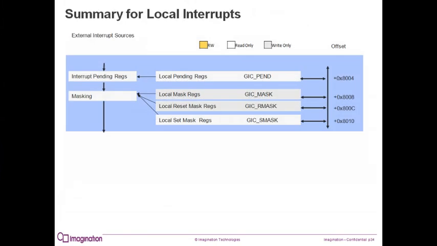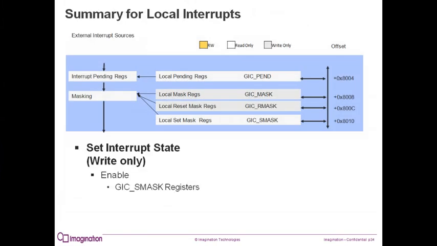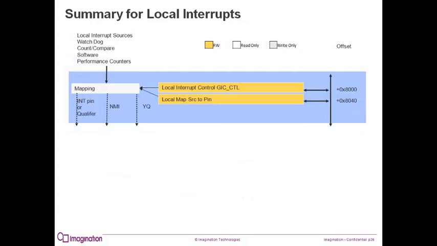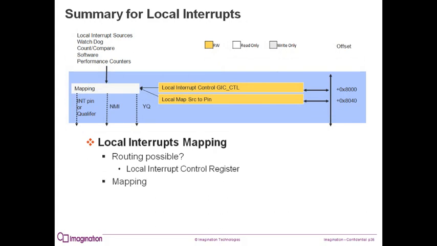In summary, I have shown you how to set the interrupt state using the set mask to enable and the reset mask to disable interrupts, and how to detect the interrupt state using the mask and pending registers. How to check the local interrupt control register to see if routing or mapping is possible and enable EIC mode. Then route the interrupts to a pin, NMI, or yield qualifier for an MT system.